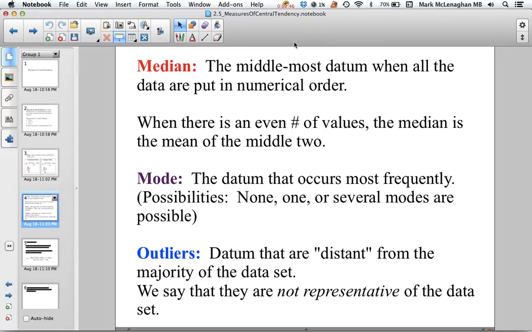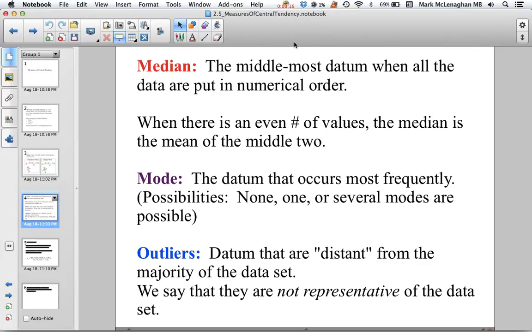Outliers. So sometimes there's outliers or datum that are distant from the majority of the data set. They don't really represent what's happening with the data, so they're part of the data set, so you can't exclude them, but they're also pulling the three measures towards them. So you can think of it like a little black hole that's pulling your spaceship towards it.